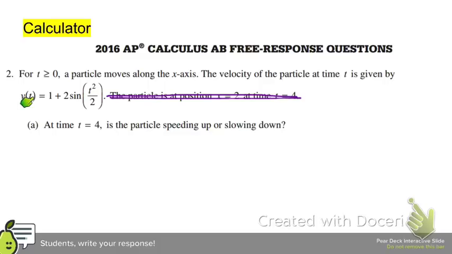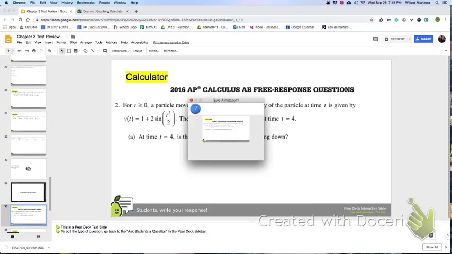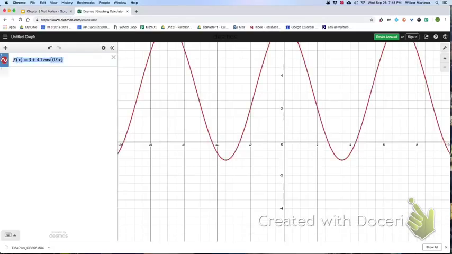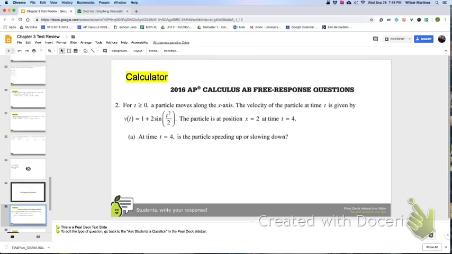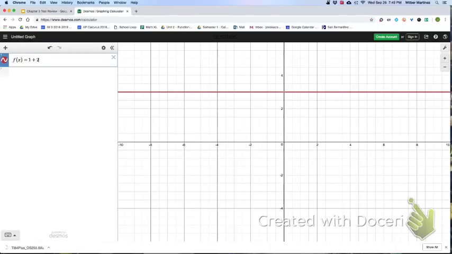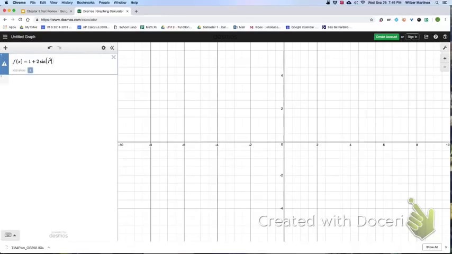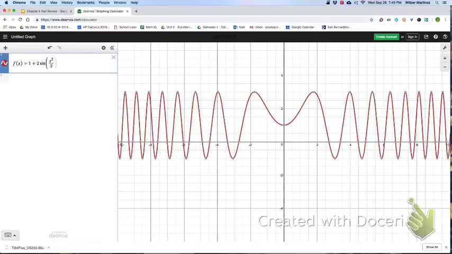So first things first, we're going to take this v of t function, and in your graphing calculator, I want you to enter that in for y1 as I enter it in on Desmos. So we have 1 plus 2 sine of x squared over 2. I'll call it f of x again. Alright, beautiful. And this is what it looks like.